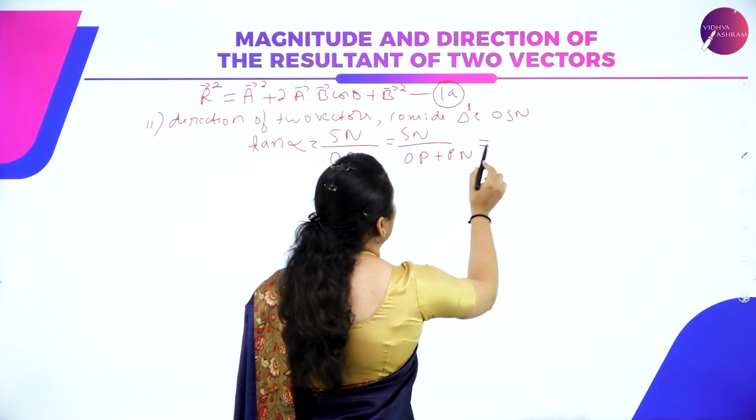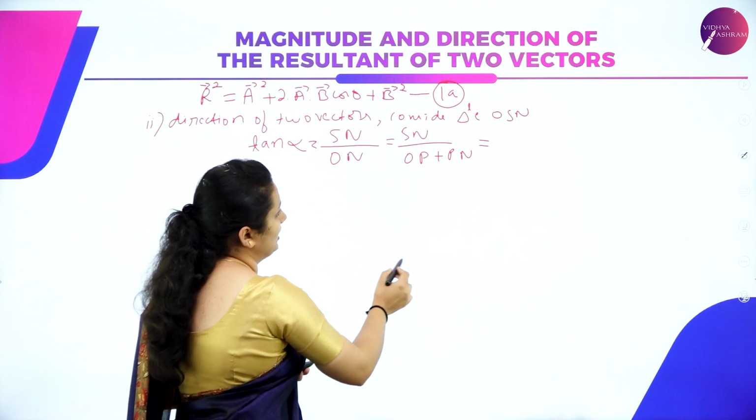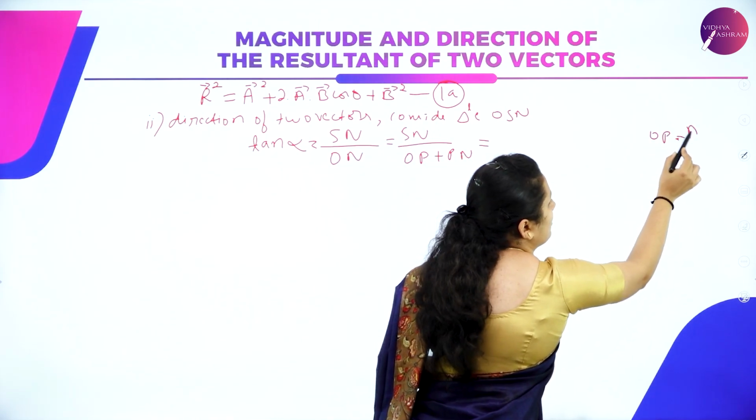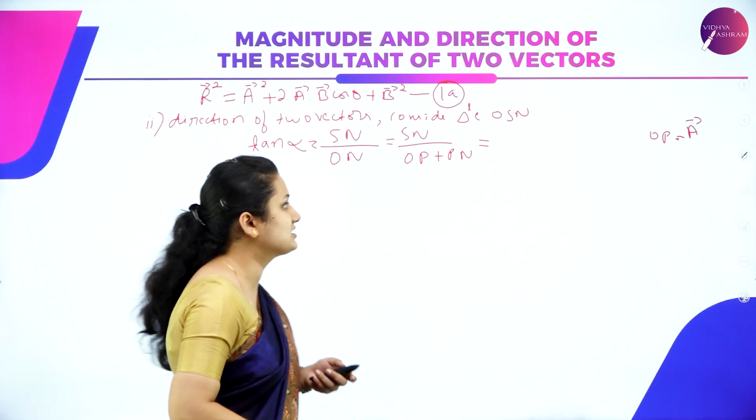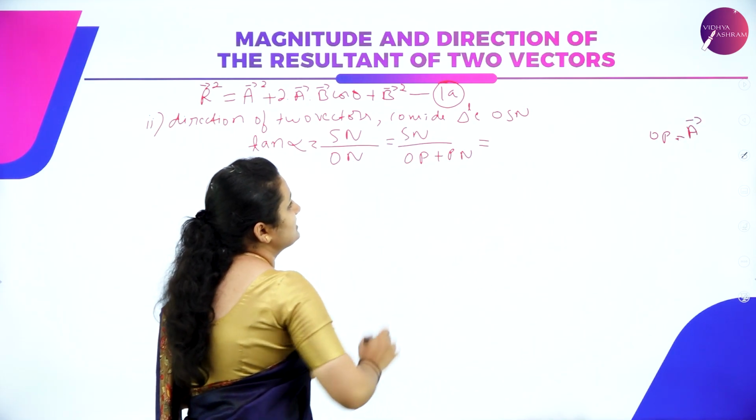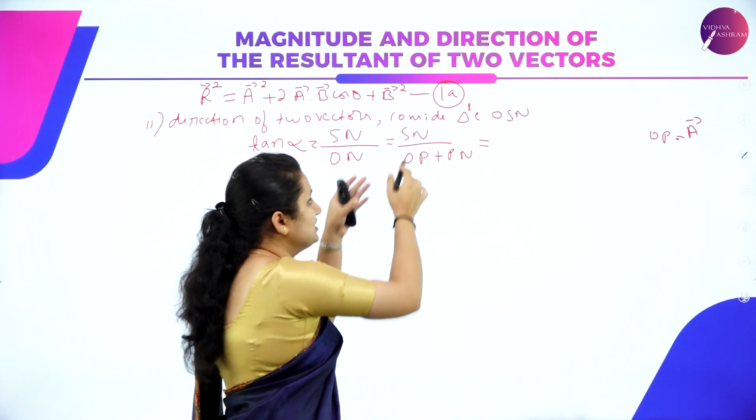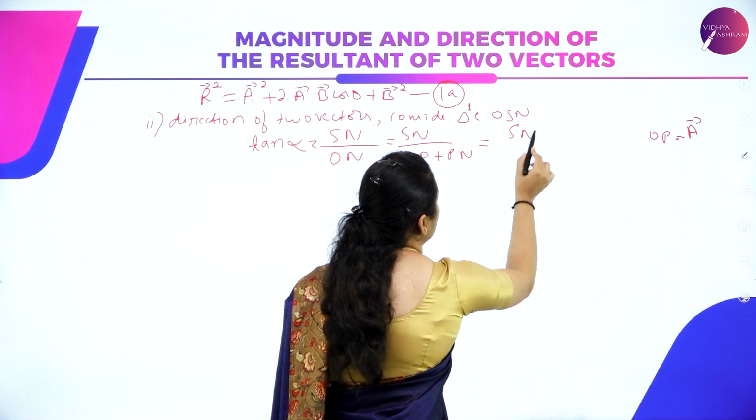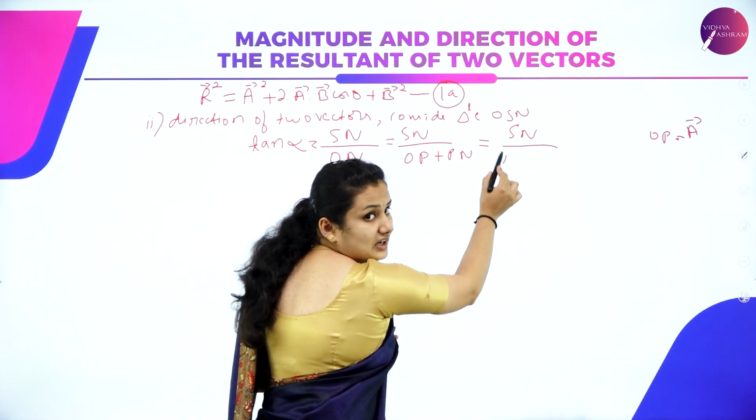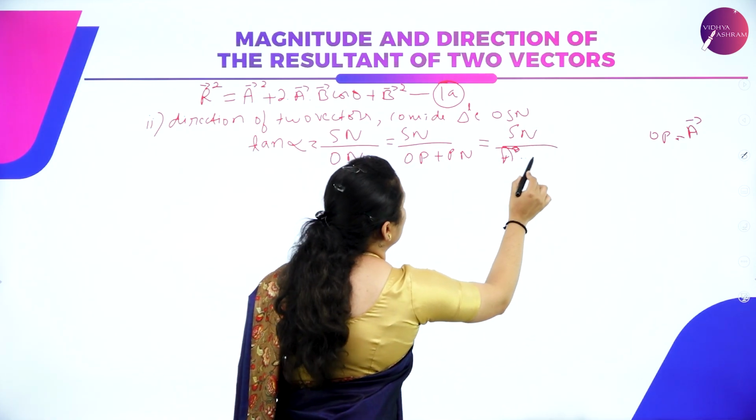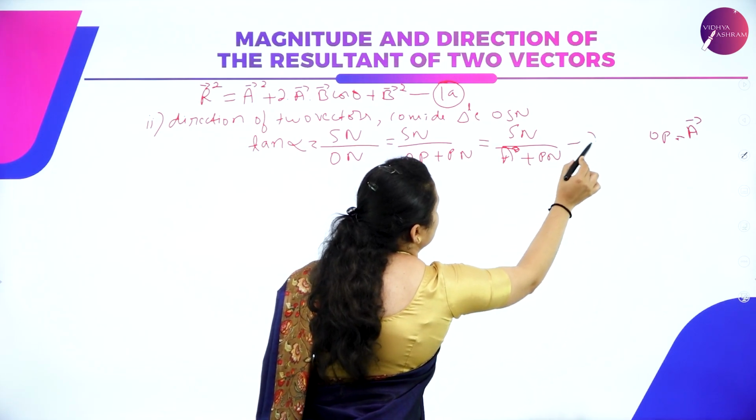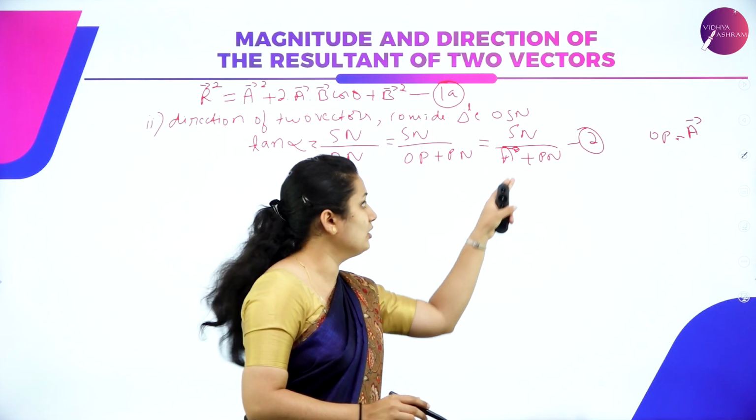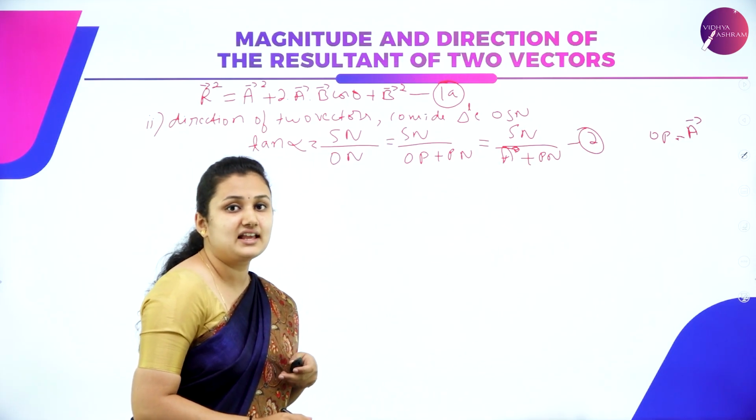Substituting here, I know the value of OP. OP is equal to vector A. So, I want to know what is SN and PN. So, I can substitute in this equation 2. So, ON is equal to A vector plus PN. So, this is my second equation. I want SN and PN. I know what is OP. How will you find SN and PN?